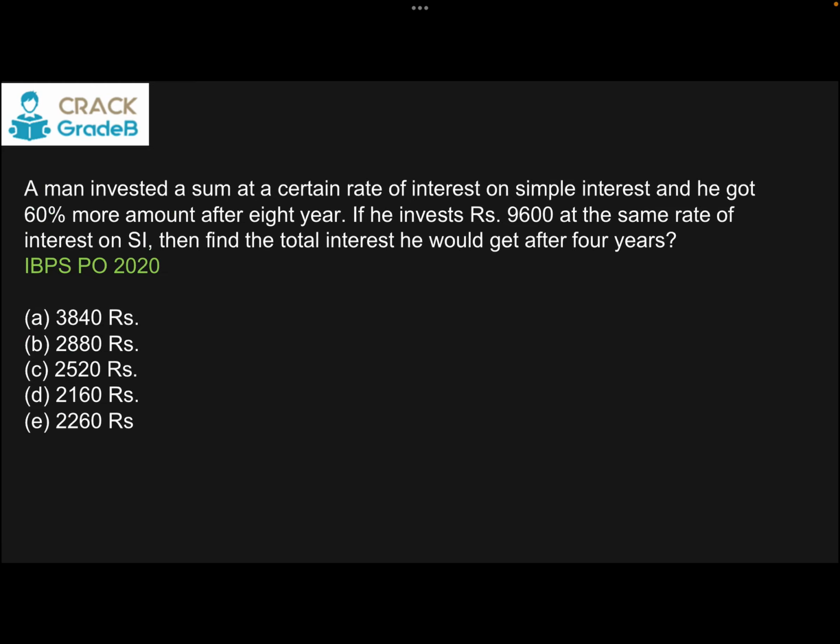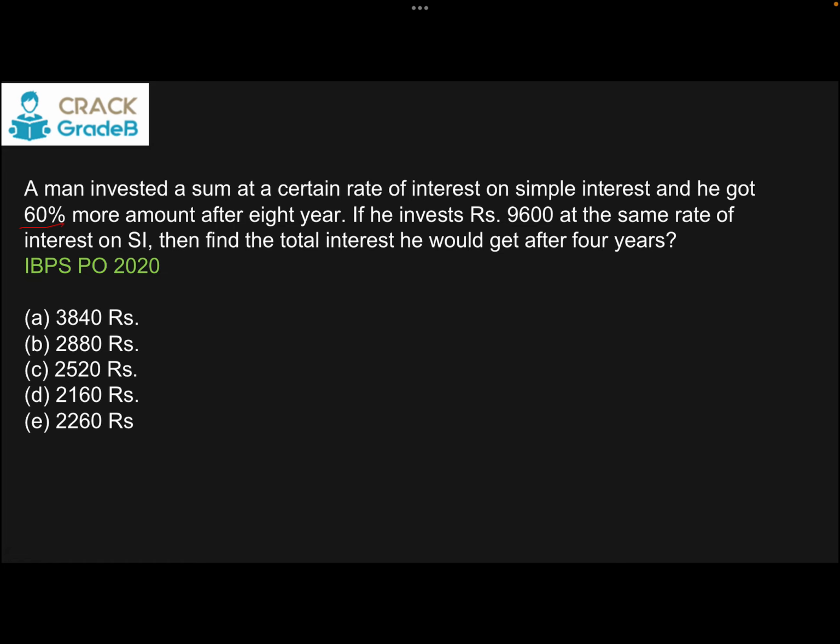Let's see one more. A man invested a sum at certain rate of interest on simple interest and he got 60% more amount after 8 years. If he invests 9600 at the same rate of interest on simple interest, then find the total interest he would get after 4 years.